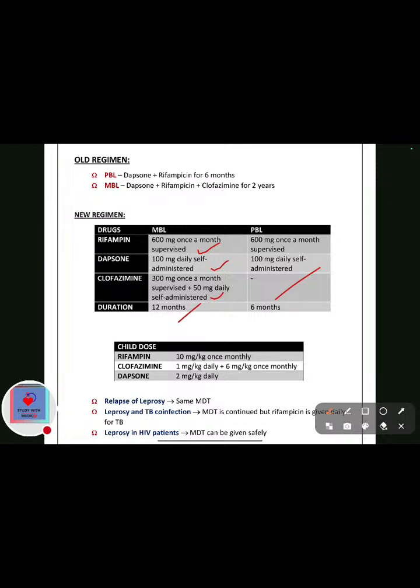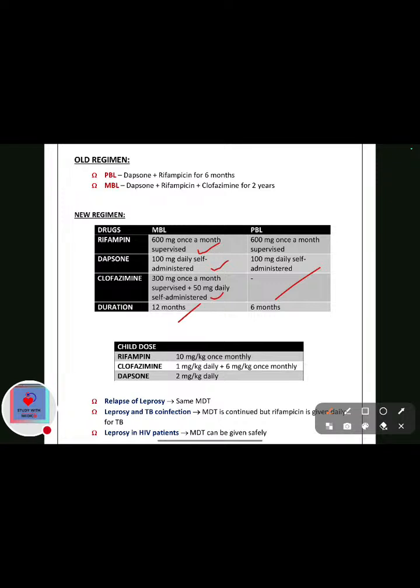Clofazimine was not given in the old regimen, and it is not given in paucibacillary, but it is for 6 months. 600 mg of rifampicin is given and 100 mg of dapsone.